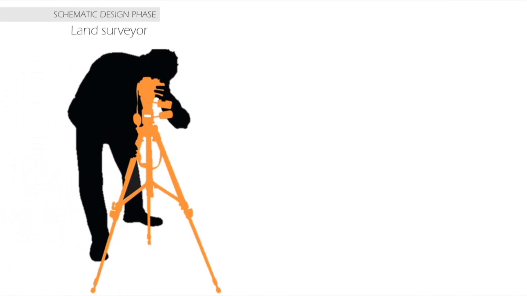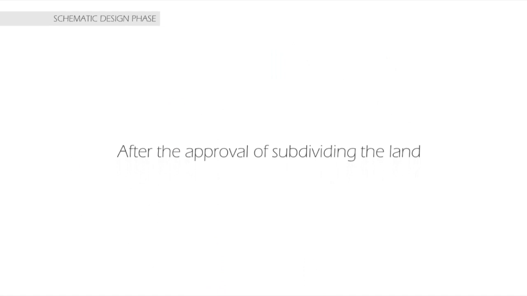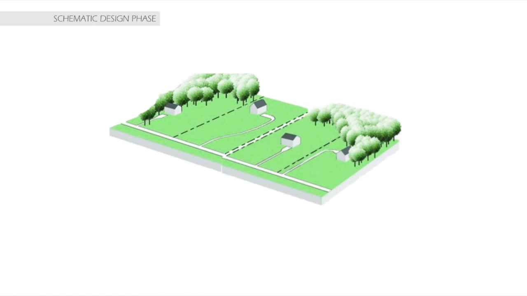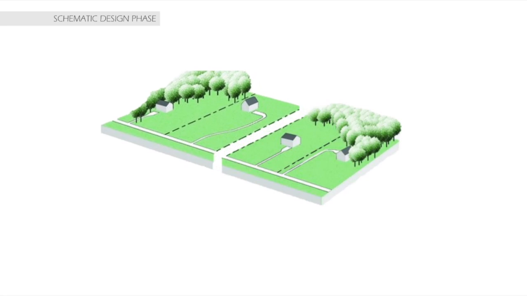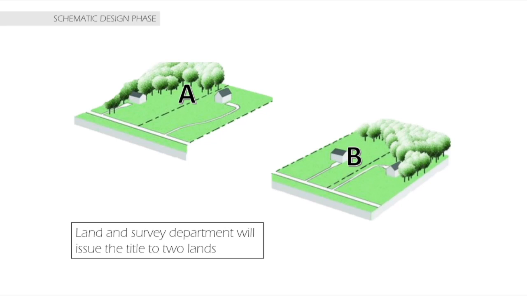The land surveyor can then prepare the subdivision plan and submit it to the land and survey department. After the approval of subdividing the land, the client will pay a subdivision premium to the land and survey department. The land and survey department will issue the title to the 2 lands, and the client can then transfer the ownership of the subdivided land to the 2 new owners.